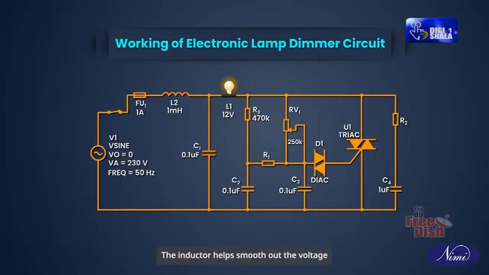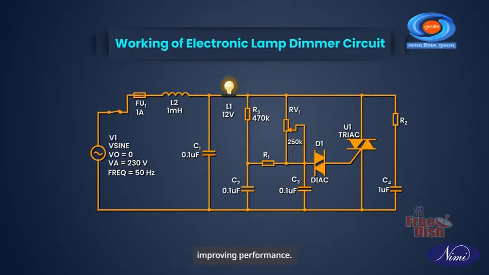The inductor helps smooth out the voltage across the lamp, reducing flicker and improving performance. The rheostat connected in series with the triac allows the user to adjust the brightness of the lamp by varying the resistance. By adjusting the rheostat, the amount of current flowing through the lamp changes, thereby adjusting its brightness.